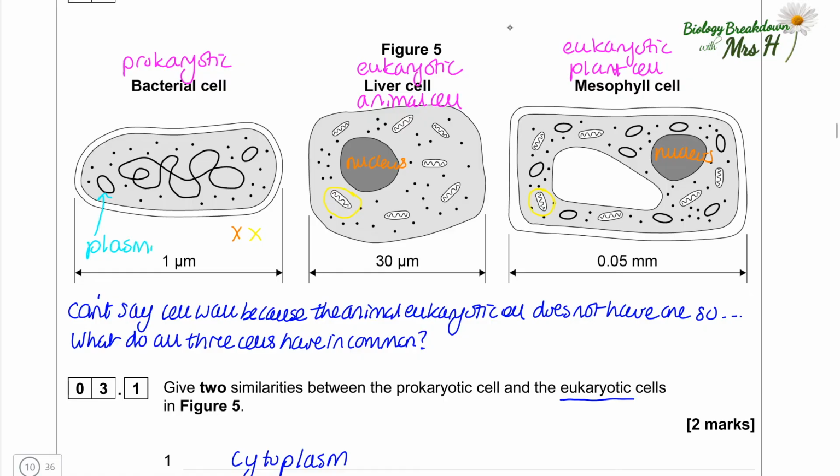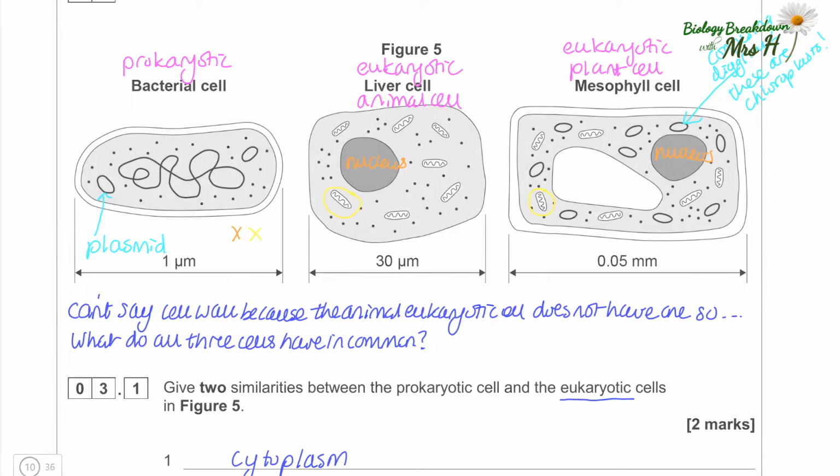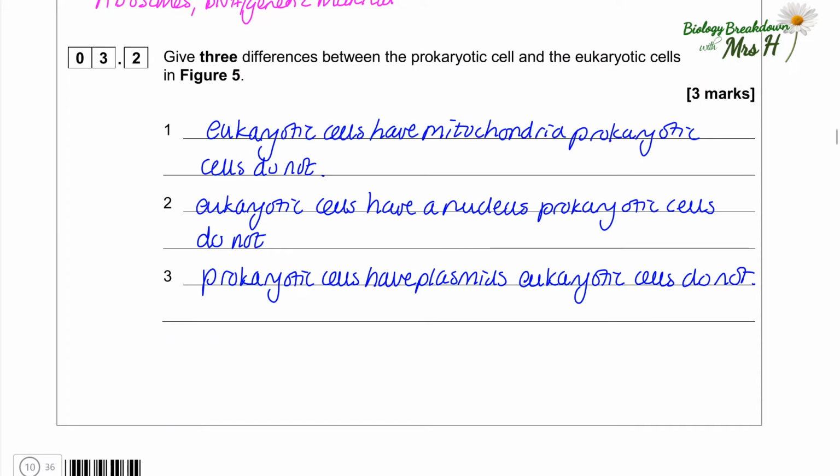Prokaryotic cells have plasmids and eukaryotic cells do not. I just want to draw attention to a little bit of misleading bit in the diagram. The plasmids you can see quite clearly in the bacterial cell. They're drawn in a similar way to how they've drawn the chloroplast in the mesophyll cell, but they are different. So that's why you need to rely on your knowledge as well as looking at diagrams.